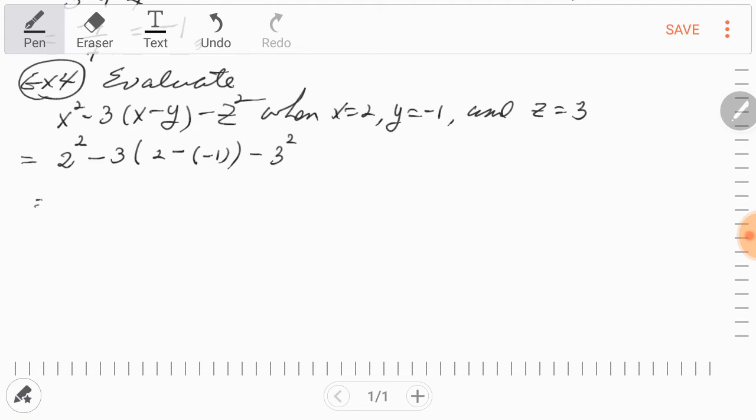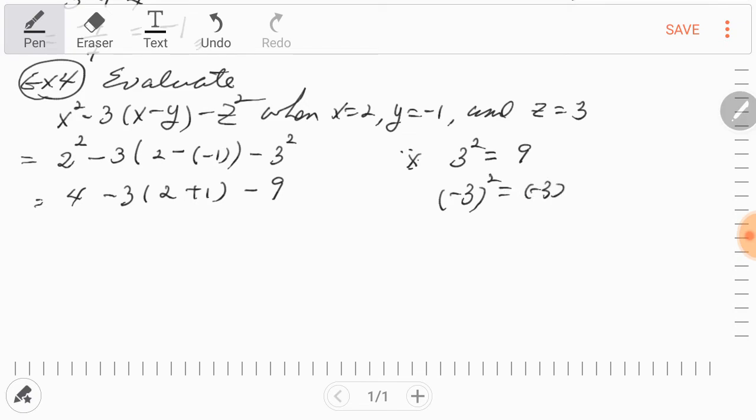Okay, so this is equal to 2 squared is 4, minus 3 times the parenthesis: 2 minus negative 1, and negative is positive. And minus 3 squared. In this case the base is 3, not negative 3, so this is 9. Let me double check over here. 3 squared means 9. And negative 3 in parentheses squared means negative 3 is multiplied twice, so that is going to be positive 9.